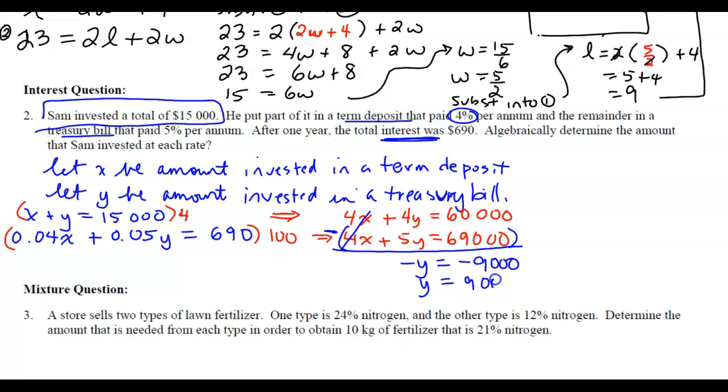If you ended up with a negative value for the amount that you invested, it doesn't make sense, right? So in a lot of these applications, negatives won't make sense. Okay, so then I will substitute that back into equation 1. Really that's pretty easy to figure out. You can do it in your head. It'll be 15,000 minus 9,000.